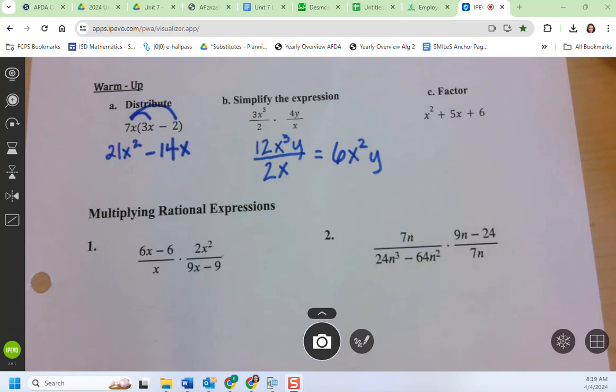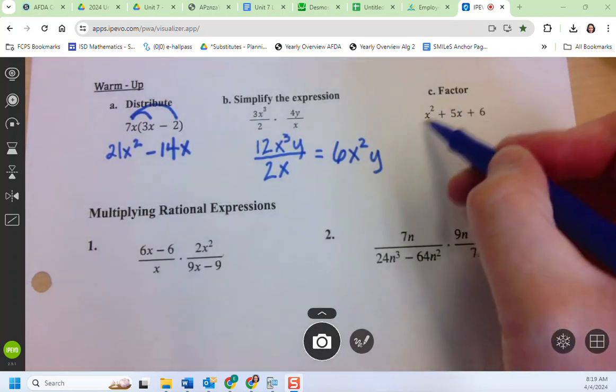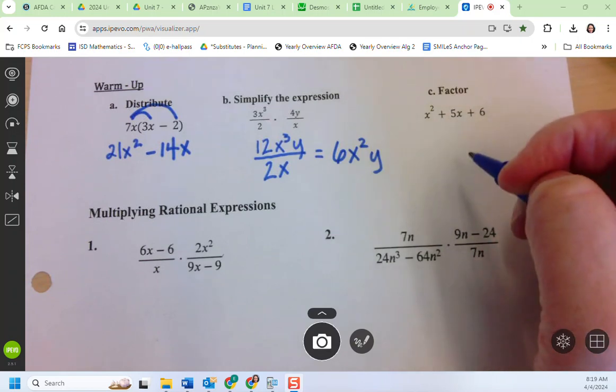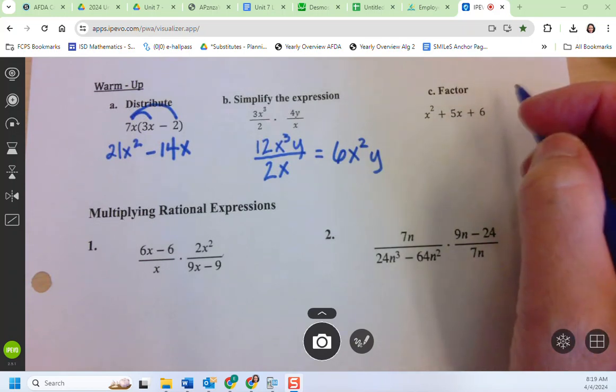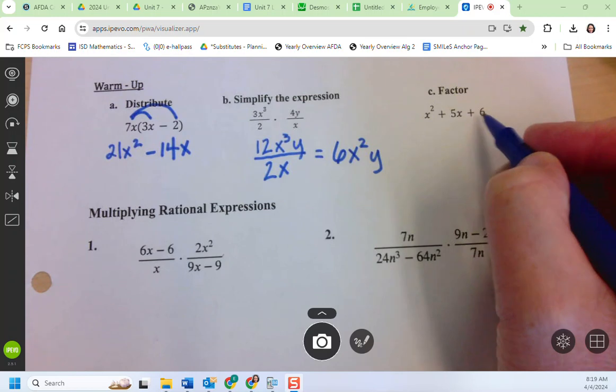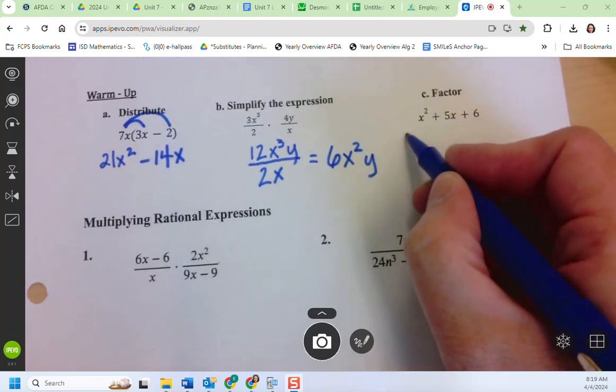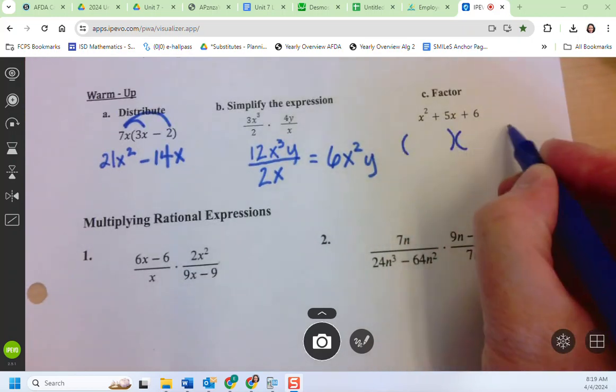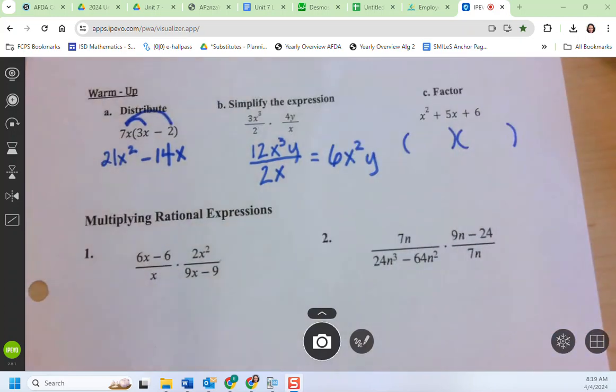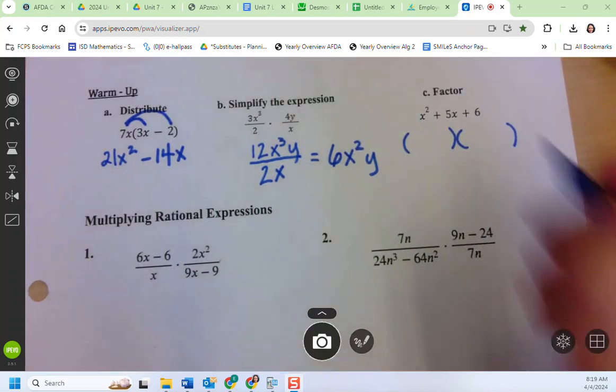Okay. In number 3, we have one of the easier types of factoring problems because there is no number in front of your x squared. So when there's no number in front of your x squared, you can just find those numbers that multiply to 6 and add to 5 and put them in your factors. So what were the two numbers that multiply to 6 and add to 5? 2 and what? 3, yeah.